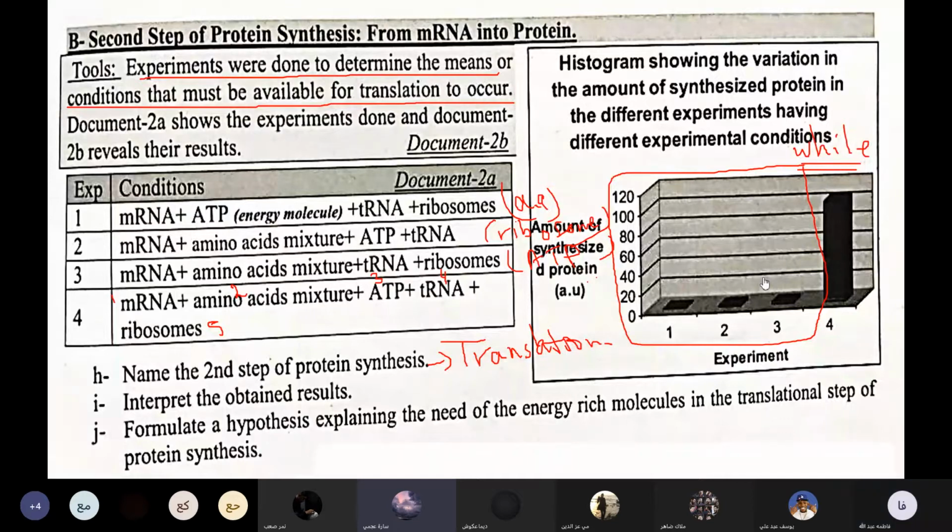There was an experiment. There were 4 experiments. The first 3 experiments had missing conditions in each, while the 4th experiment had all conditions: messenger RNA, amino acids mixture, energy molecule, tRNA, and ribosomes. The first 3 experiments had no protein synthesis, while the 4th experiment had protein synthesis because it had all the conditions available. So there was a translation.